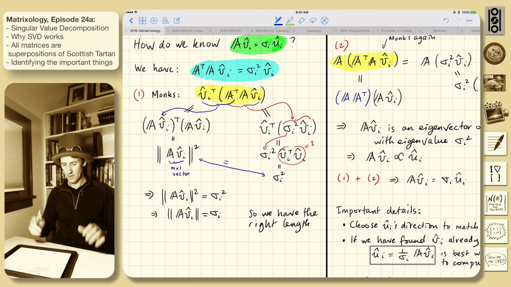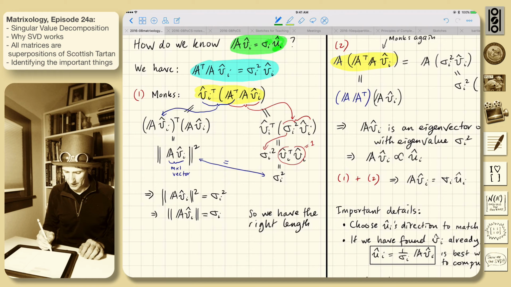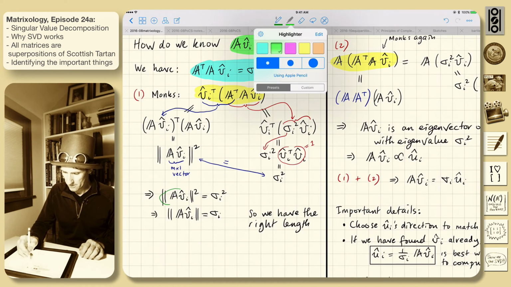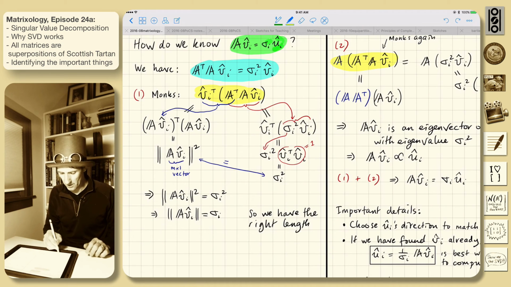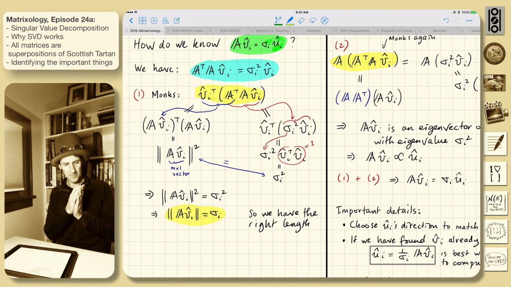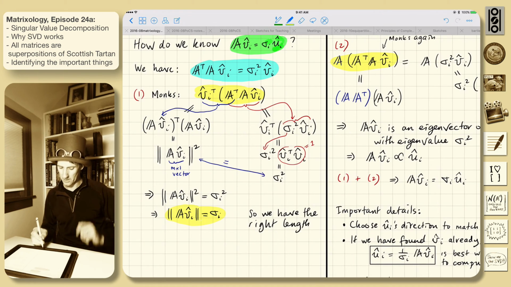We've gone in two different ways. So that's what this statement here is. That the length squared, well, the length squared is sigma I squared. So the length of A times VI is sigma I. So what's going on? If you take one of these VI vectors, you take the third one, map it over, so it's in Rn, you map it over to Rm, you get a vector. Now we know it has length sigma I, so that's a start. So we have the right length.